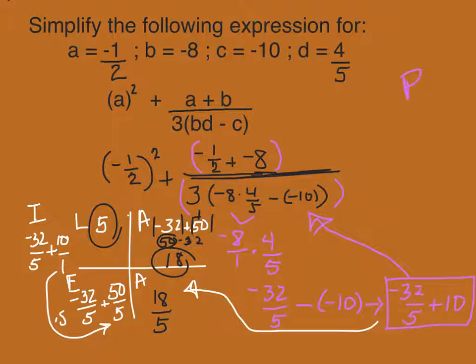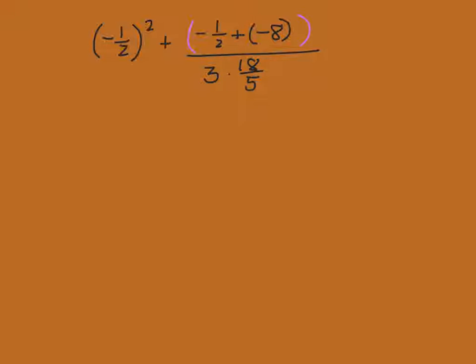So that, of course, is 18/5, which is what's equal to this set of parentheses right here. So obviously I need to go to another page to rewrite what I now have to do. So I've still got -1/2 squared plus -1/2 plus -8 divided by 3 times 18/5.